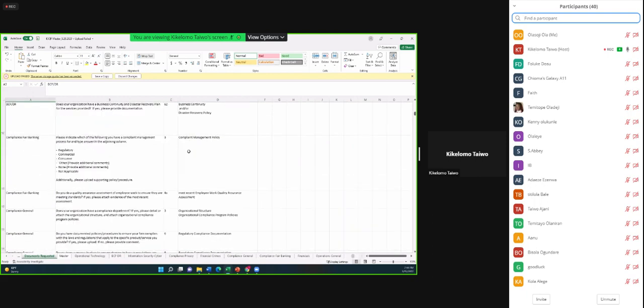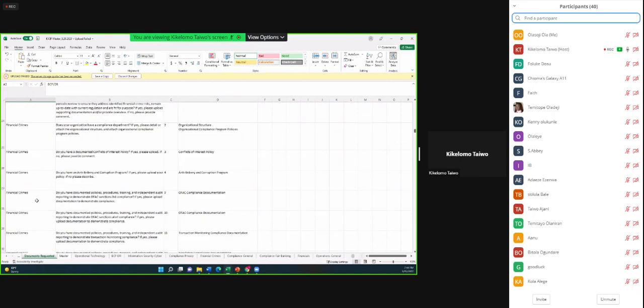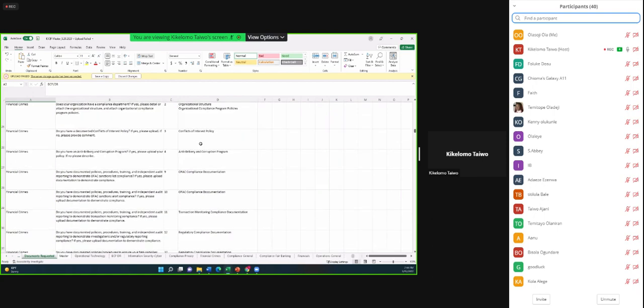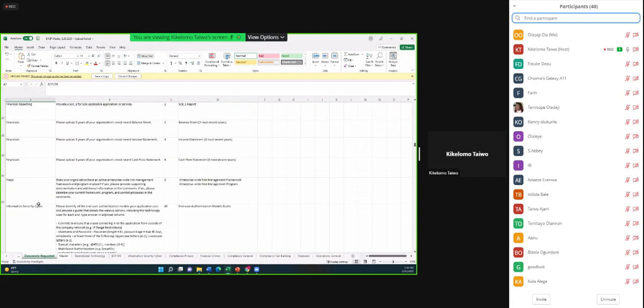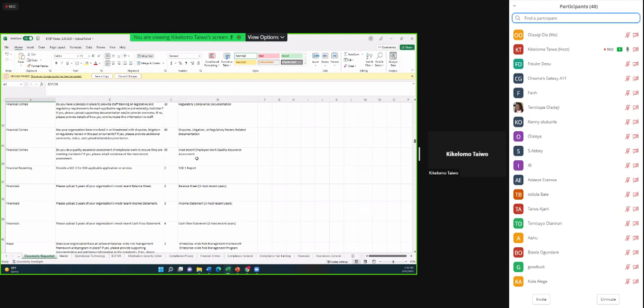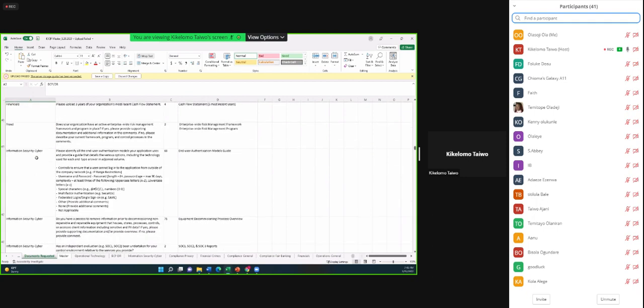Compliance wants a compliance management policy, organizational structure, compliance program, and regulatory compliance documents, right? Financial wanted OFAC and all these things, plus transaction monitoring compliance documents. Under financial reporting as well, look at SOX reports. Remember I told you what SOX is. SOC type 2 reports, control over financial reporting. So they requested that.